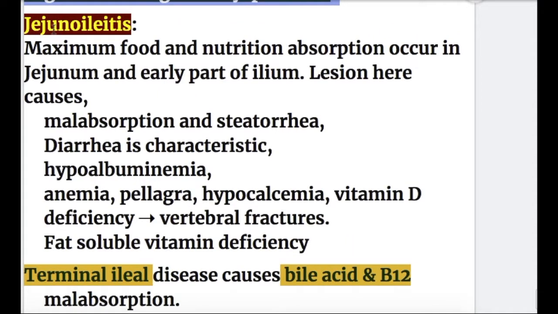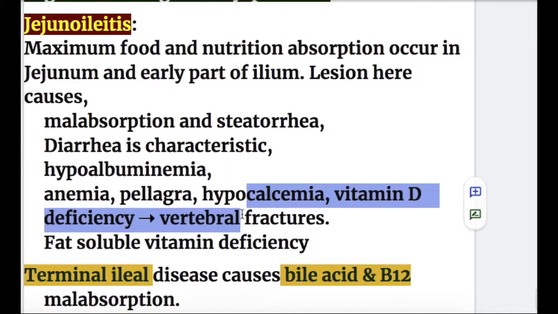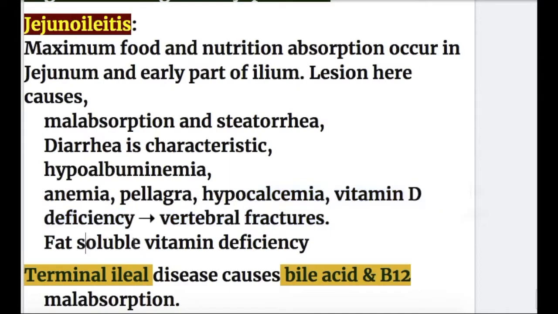Now, clinical features in jejunoileitis. Jejunum and early small intestine is the site where maximal food absorption occurs. So a lesion here will cause malabsorption and steatorrhea, and diarrhea is characteristic of this lesion. There may occur hypoalbuminemia, anemia, niacin deficiency, pellagra, hypocalcemia, vitamin D deficiency, vertebral fractures, and fat-soluble vitamin deficiency. So a lesion in the jejunum and ileum causing malabsorption causes steatorrhea and deficiency of many substances, with hypoalbuminemia and fractures due to the deficiency of calcium and vitamin D.